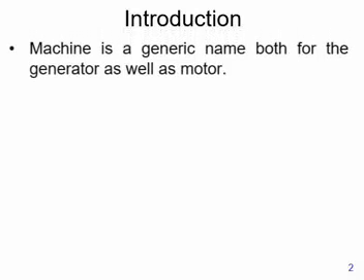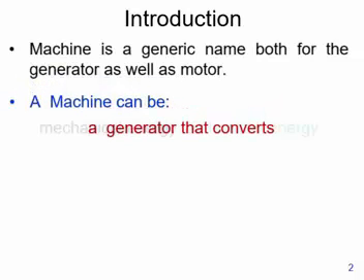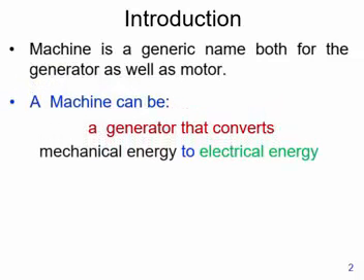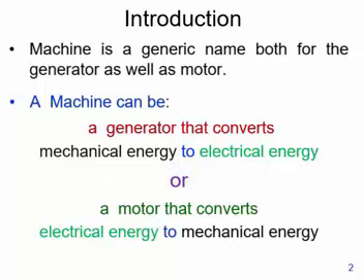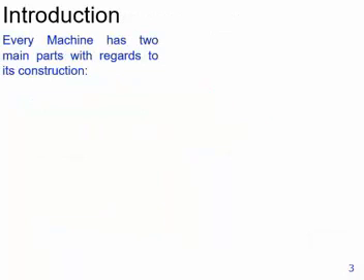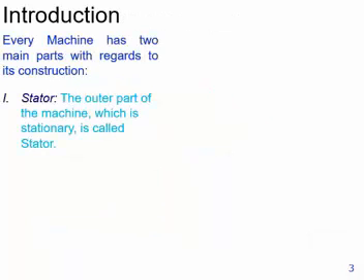So first of all, we know that a machine can be given a name of generator as well as motor. So a machine can be a generator that converts mechanical energy to electrical energy, or it can be a motor that converts electrical energy to mechanical energy.